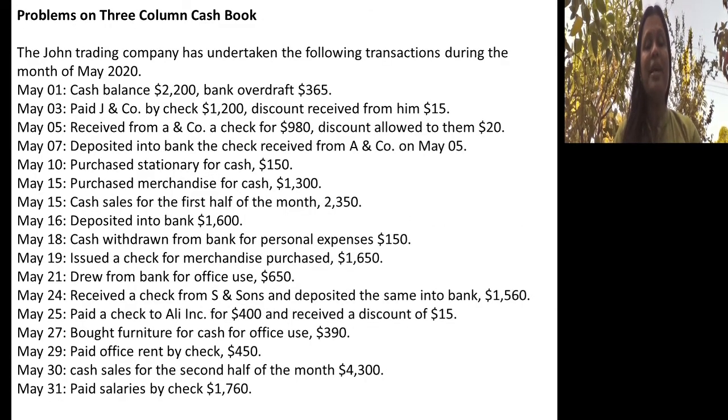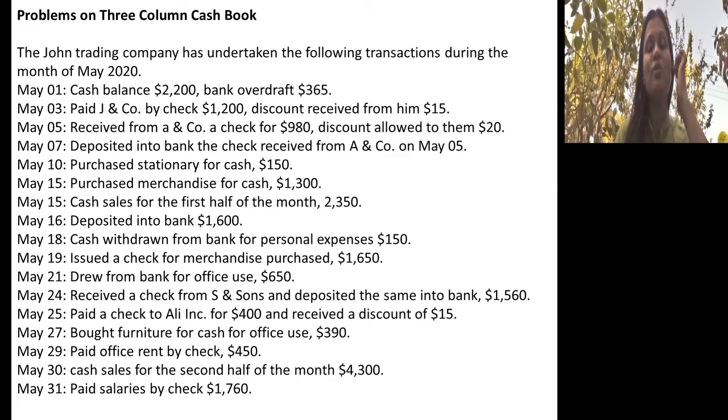John Trading Company has undertaken the following transactions during the month of May 2020. So the total transactions undertaken by John Trading Company during the month of May 2020 are given in the problem. We should look at each and every transaction given in the problem and record it immediately in the cash book. So let me concentrate on the first one.